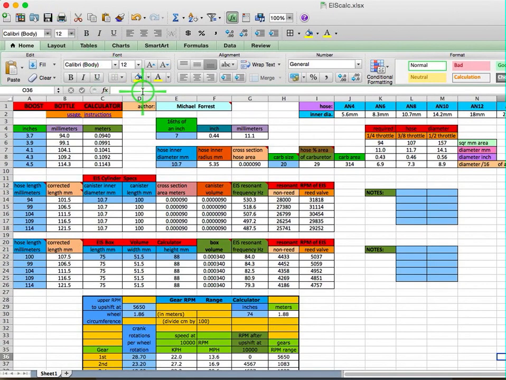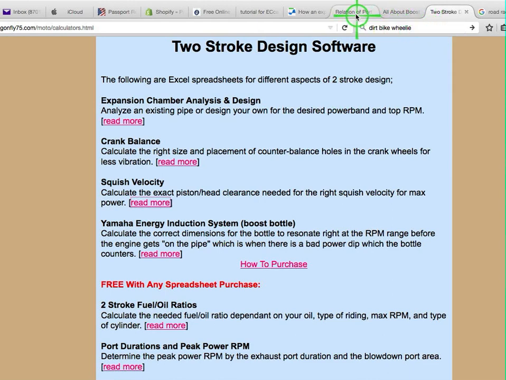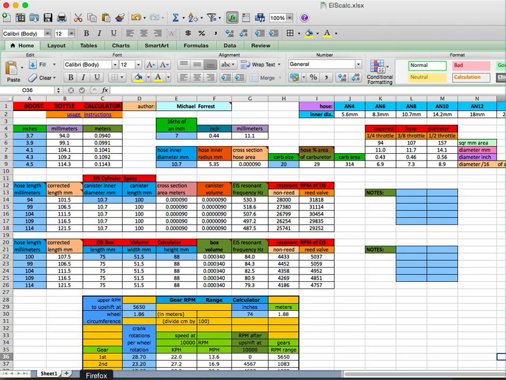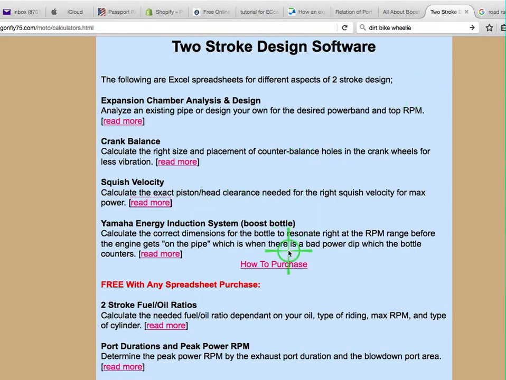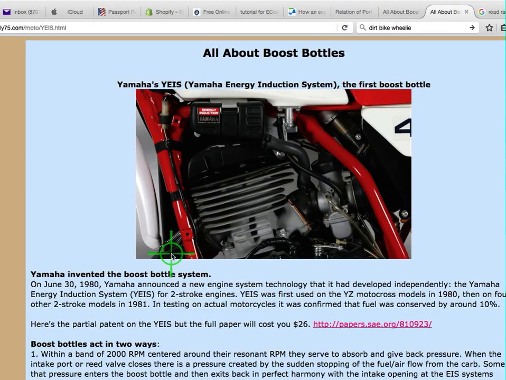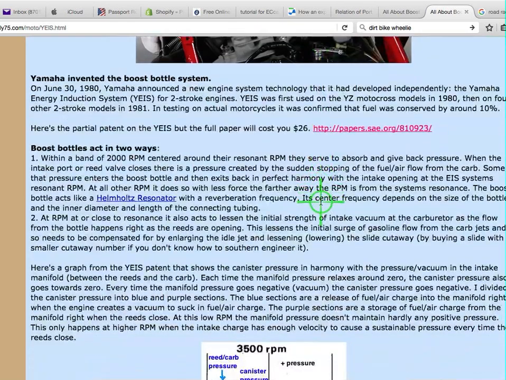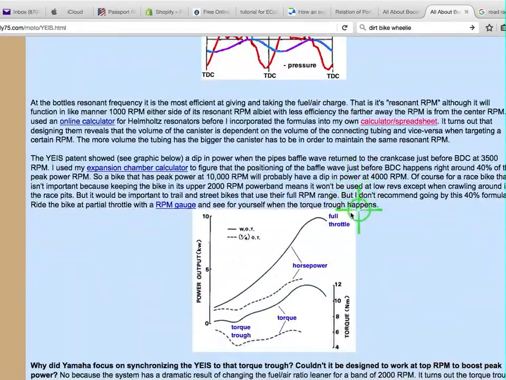This is the energy induction system. What did Yamaha call it? Energy induction system. It was made by Yamaha. Let me show you the first one. This right here is the first one. It connects by hose to the intake system. And what it does is balance out a very bad thing that happens as a result of using an expansion chamber.